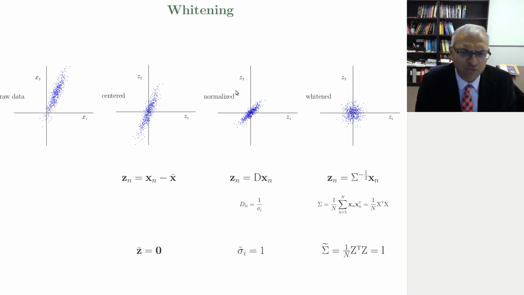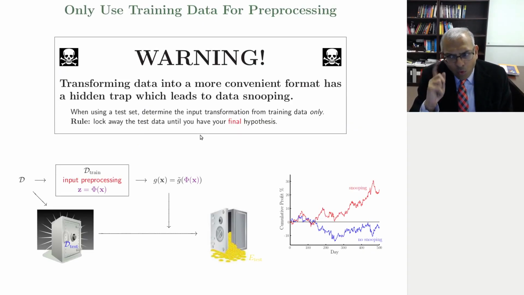So you can read the text for more detail. So, simple transforms that are easy to implement and usually have no downside. Now, hidden danger, especially with things like normalizing, whitening, centering, and so on. Warning.